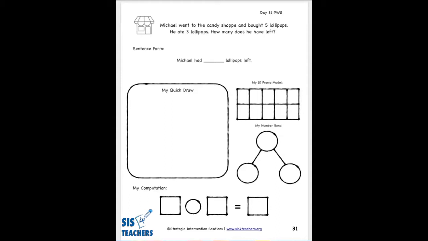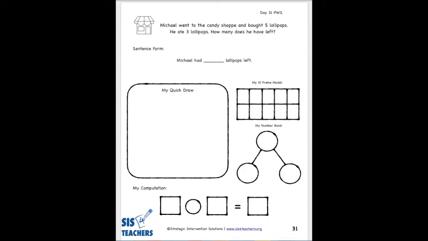And as we get going, we start to put chunks in, which I'll show you in a minute, that we kind of chunk out the information. We have a sentence form on every math work mat because we want students to be able to understand what it is they're solving for. So in this case, we're solving for Michael had lollipops left.